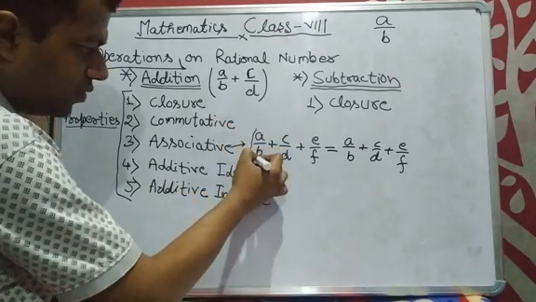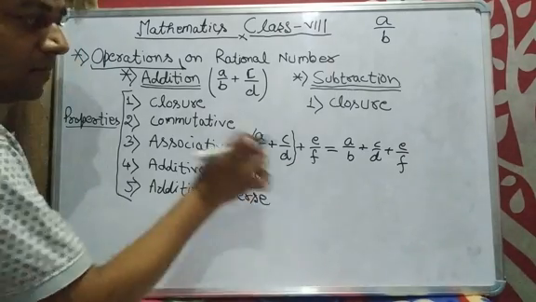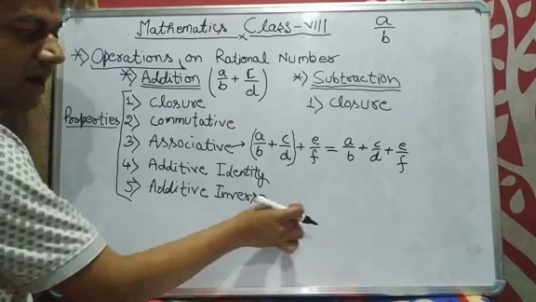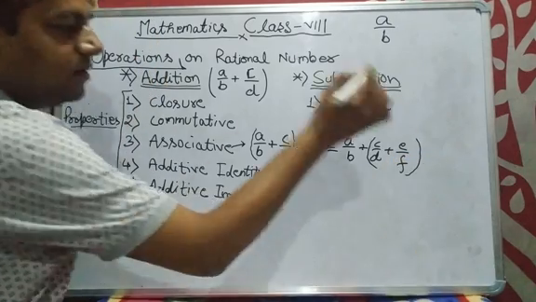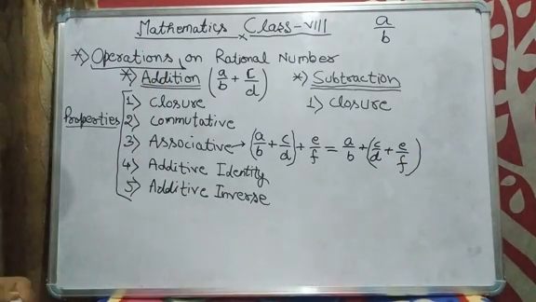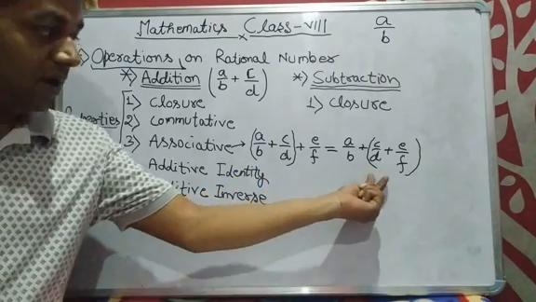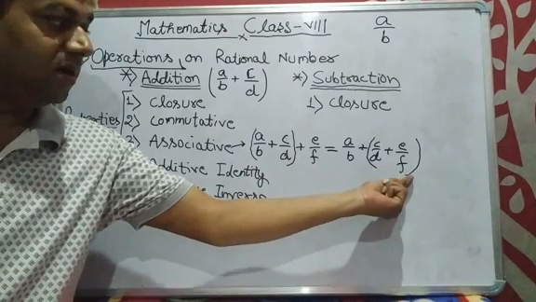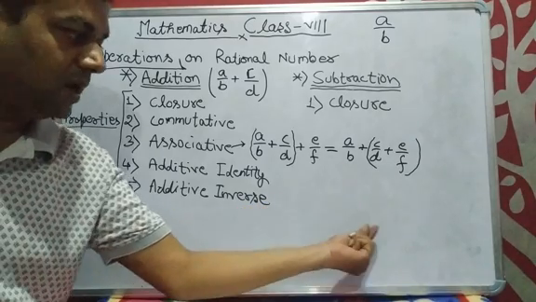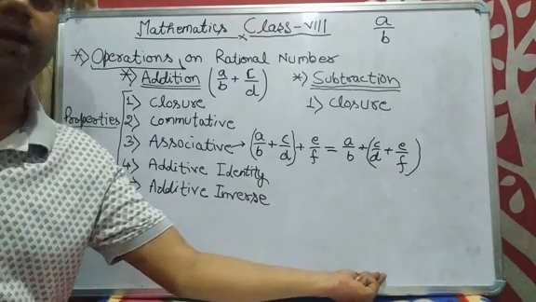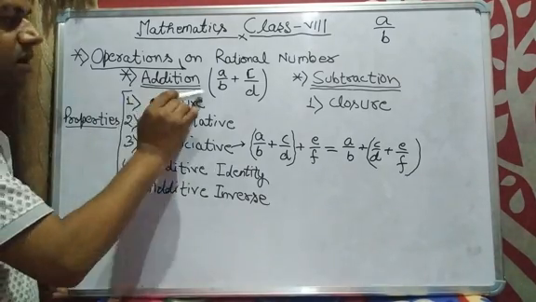Suppose I am adding these two numbers first, then whatever result comes, we add the remaining number to that result, and we get the final answer. Here we are adding the first two, then after that the third one will be added. But on the right hand side, we add the second and third first, the result comes, and then the first rational number is added to that result, then we get the final result. This property is the associative property for addition.